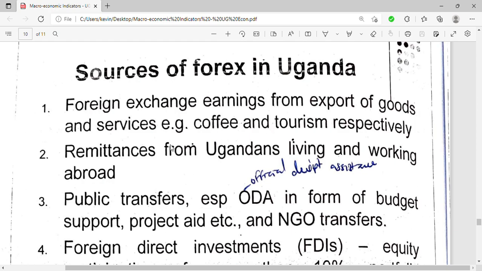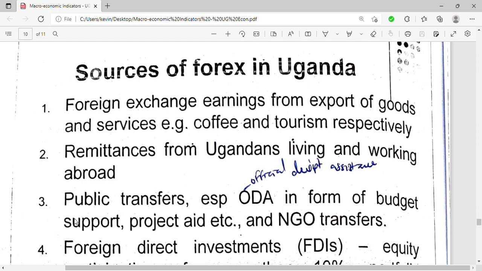Then remittances from Ugandans living and working abroad. The people who are working abroad, when they send money to Ugandans, they always send it in the country's currency. For example, if they're in America, they'll send it in dollars. If they're in South Africa, they'll send it in rands. So we always get it from the Ugandans living and working abroad. That is a source of Forex in Uganda.